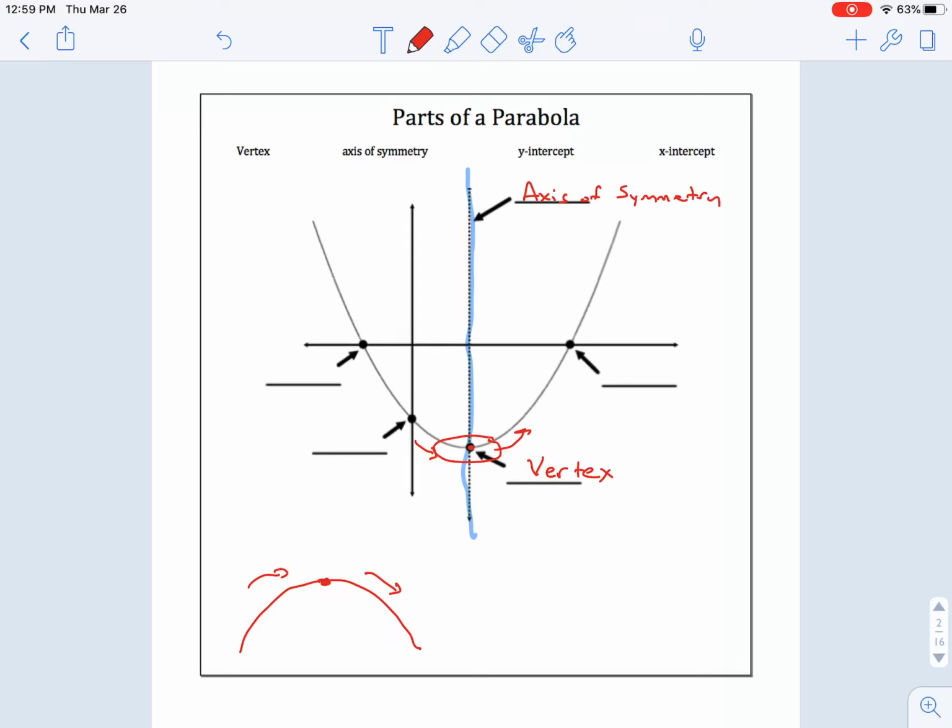Our axis of symmetry is the thing that cuts it right in half. And what does symmetry mean? It means the same on both sides, which is exactly what this does. It just cuts it in half, and it looks like the reflection over a mirror.